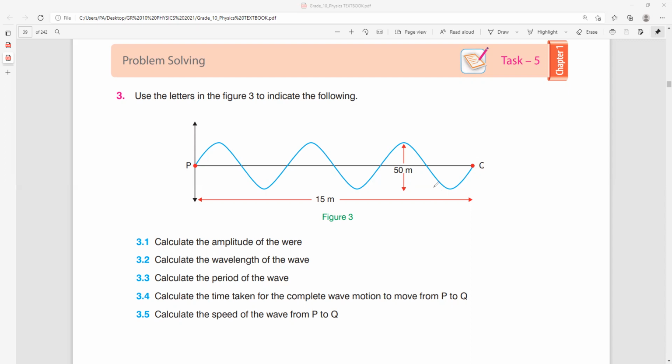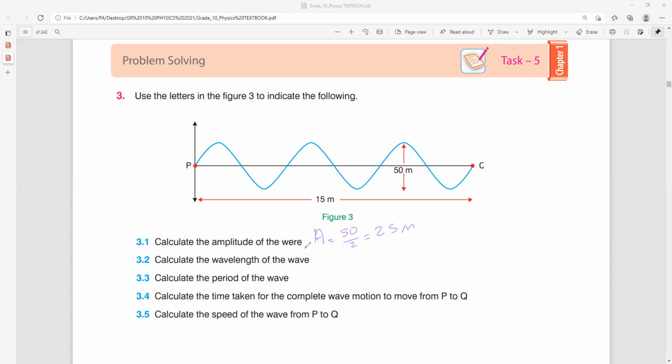Let's explain, people. We have 50 meters, as you see, from crest to trough, from the highest point to the lowest point. From the highest level to the lowest level is 50 meters. So you are just writing 50 over 2. Amplitude equals 50 over 2. Answer is 25. Unit, as you see, meter. Done. And wavelength of the wave.